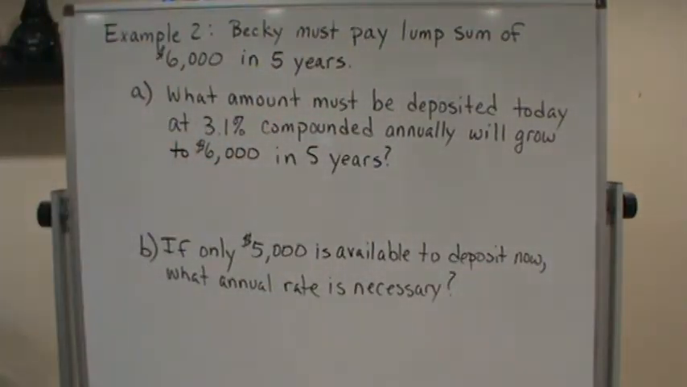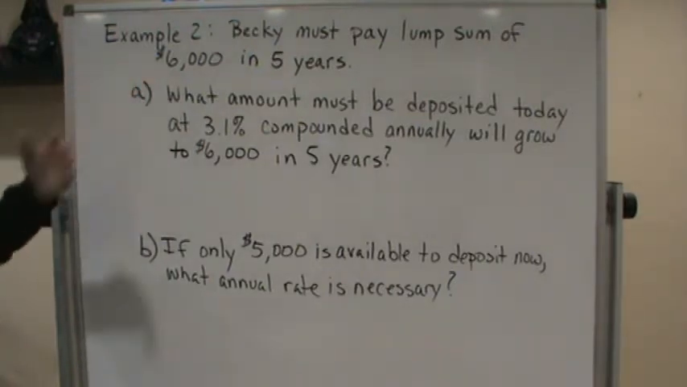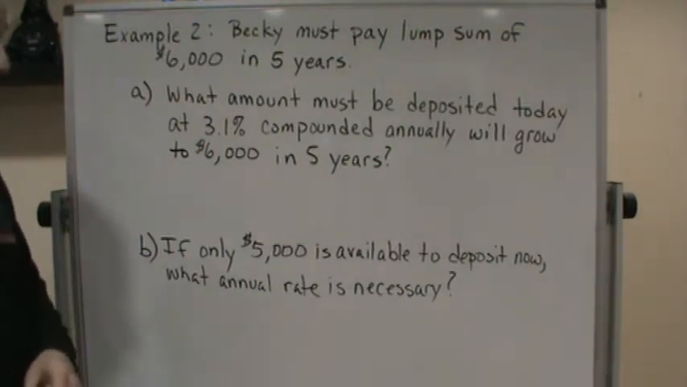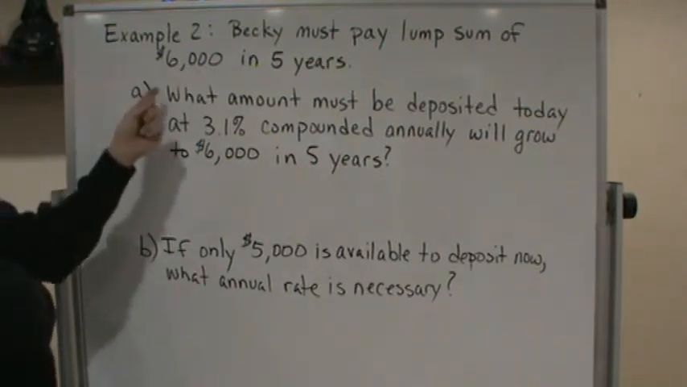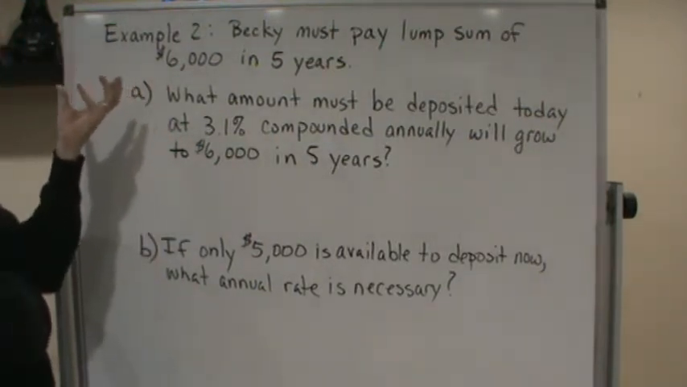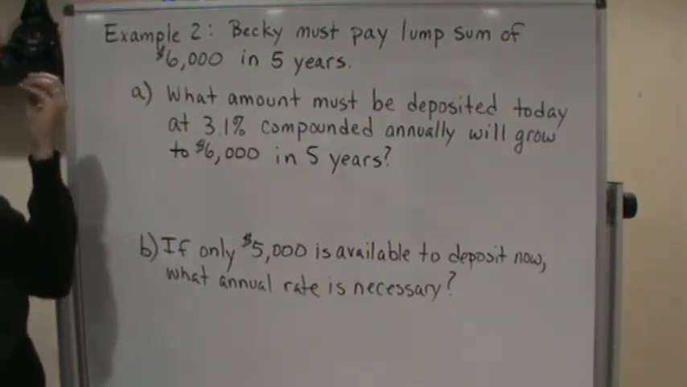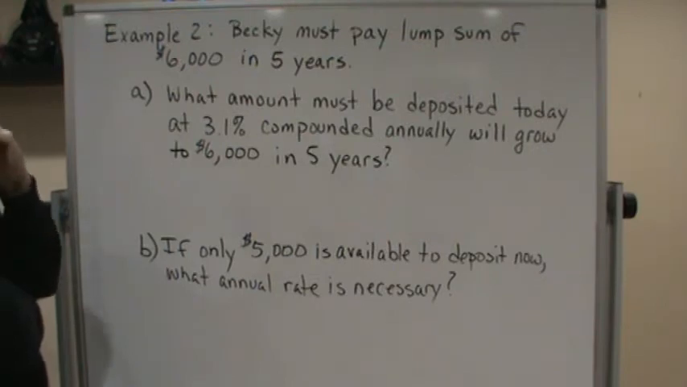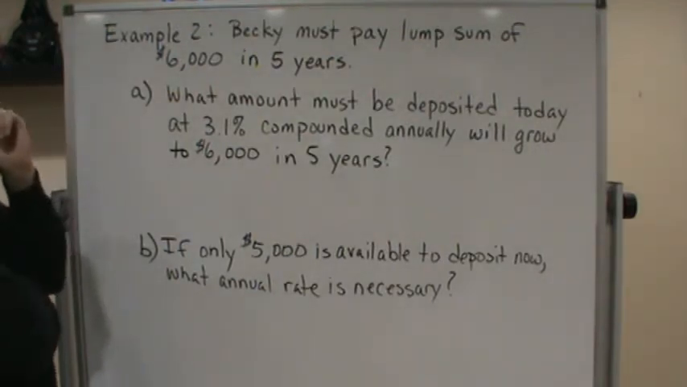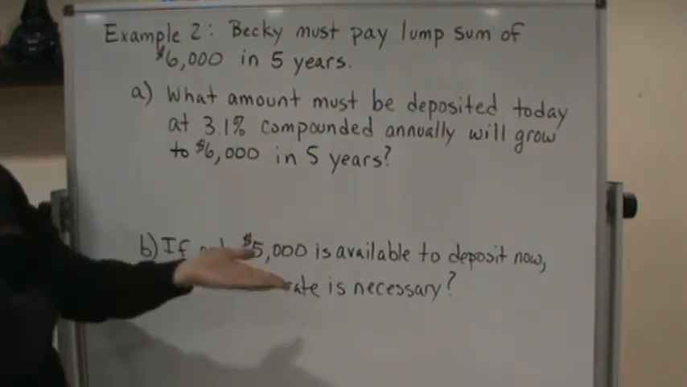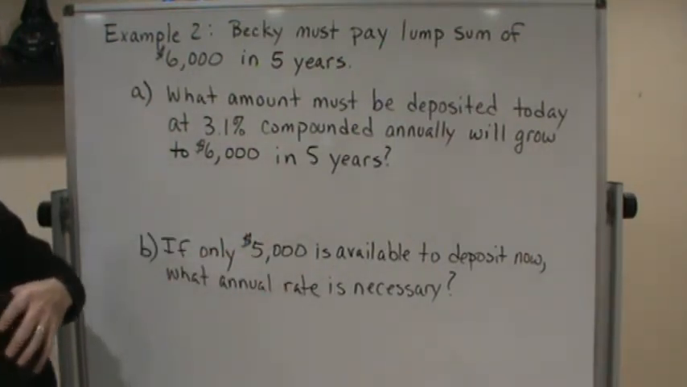Okay, so Becky borrowed money and she needs to pay it back in 5 years. So she borrowed $6,000, and just so you understand how this is working, she's going to pay a lump sum, which means she's going to have to pay off the full amount in 5 years. She's not making any sort of payment arrangements. It's like, okay, after 5 years, you pay me my money plus interest.